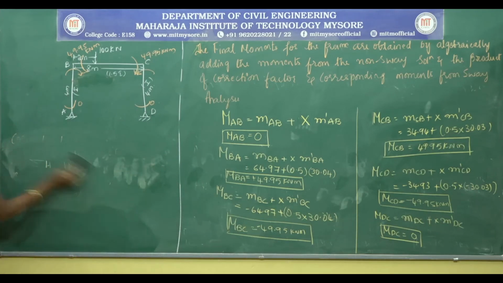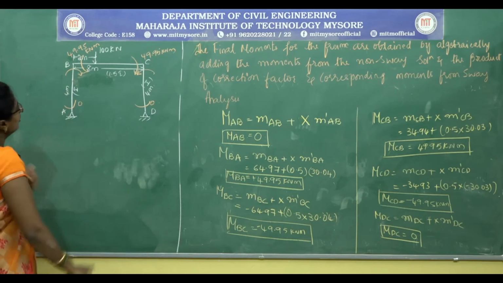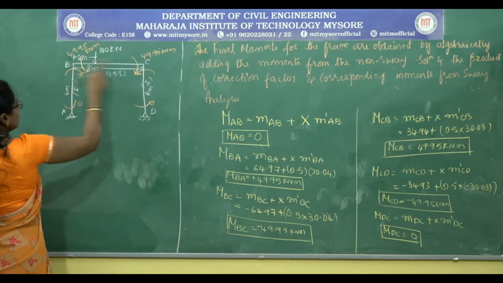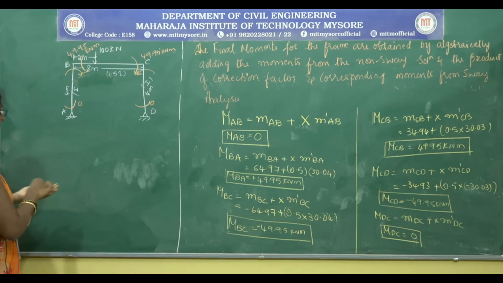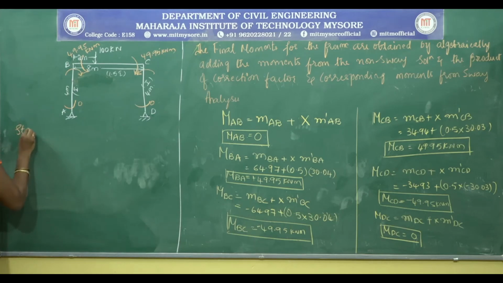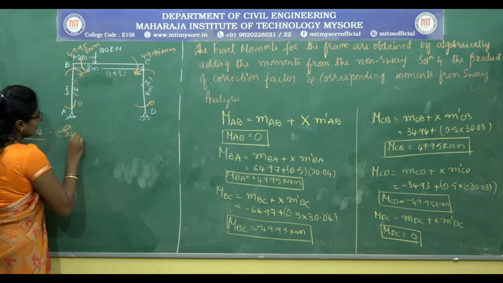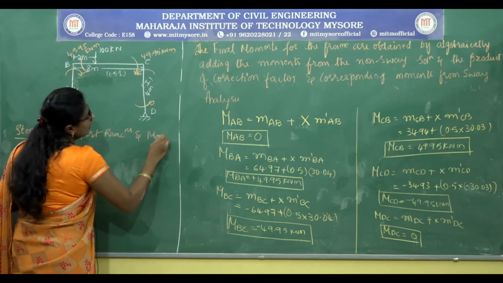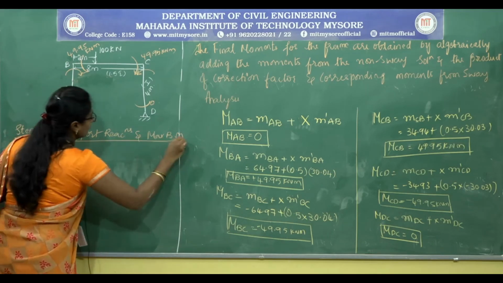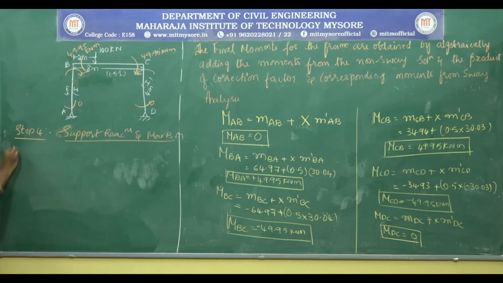Now in this particular problem, they have only asked you to draw the bending moment diagram. Since there are no loads acting on these two members, there is no point in calculating the maximum bending moment for them. So we can directly consider the span BC to calculate the maximum bending moment. That is step 4, support reactions and maximum bending moment for span BC.